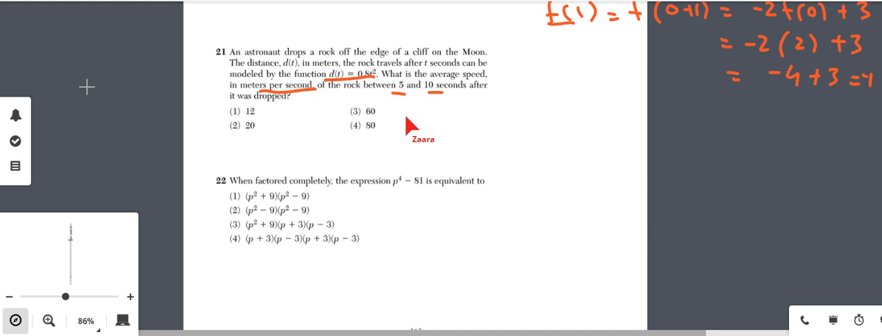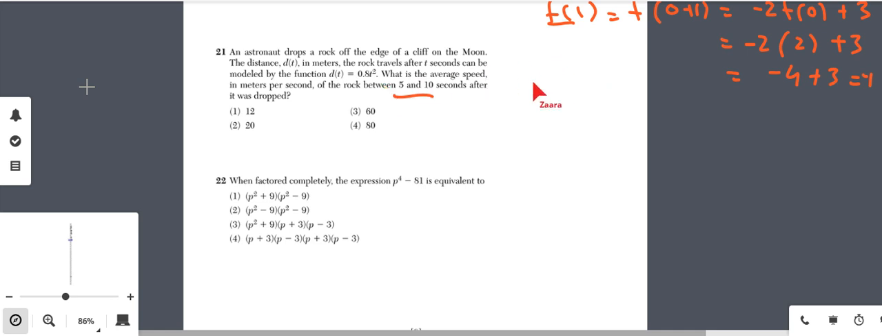What is t right now? No, t is the time. So we have to calculate the average speed between 5 and 10 seconds. First I will substitute t with 5, then I will substitute it with 10.